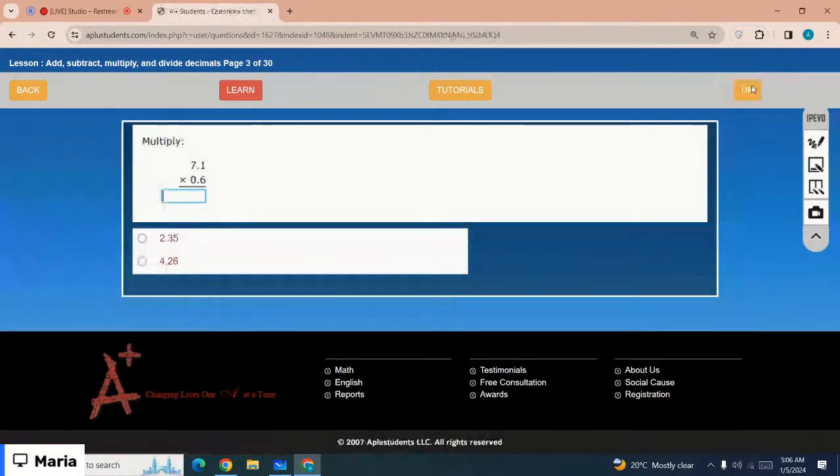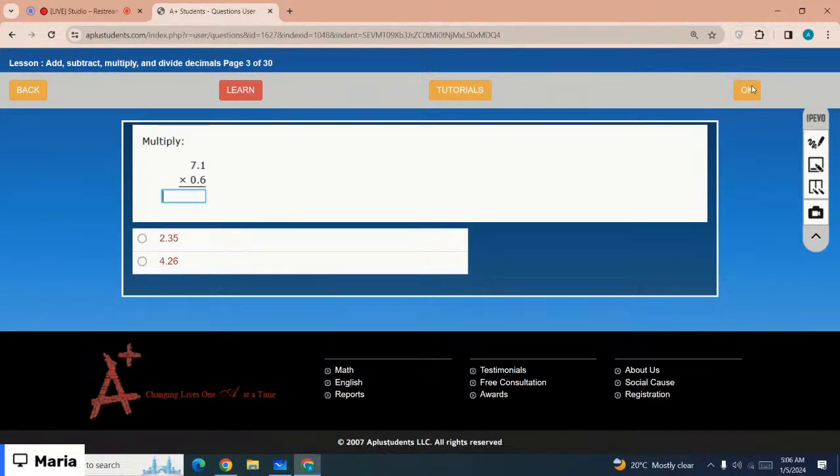The next one is you have to multiply 7.1 times 0.6. Use your notebook and pencil, solve the question in your notebook and write the answer in the chat box. Which is the correct option?